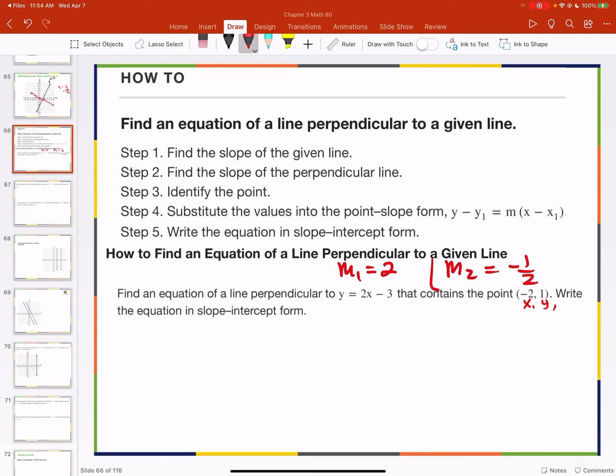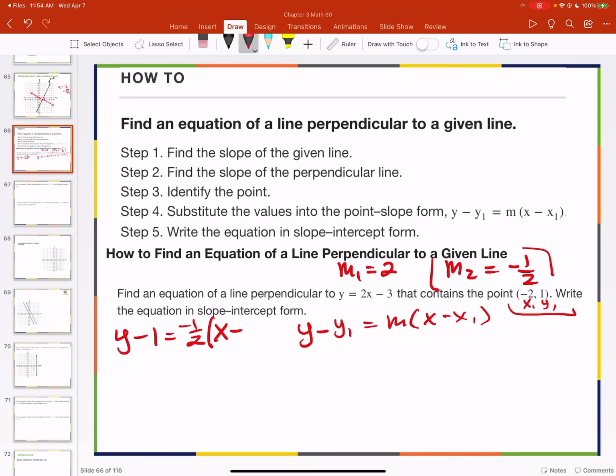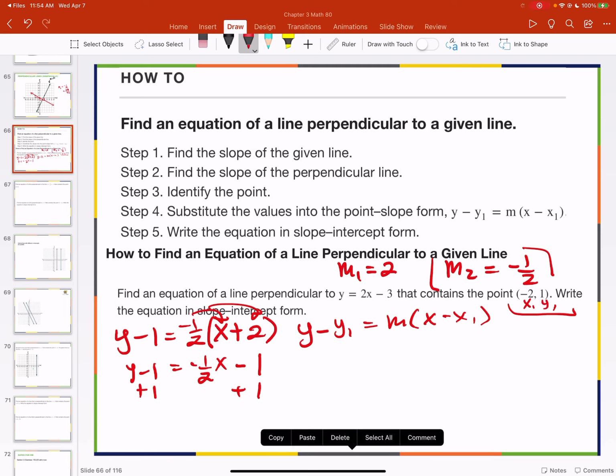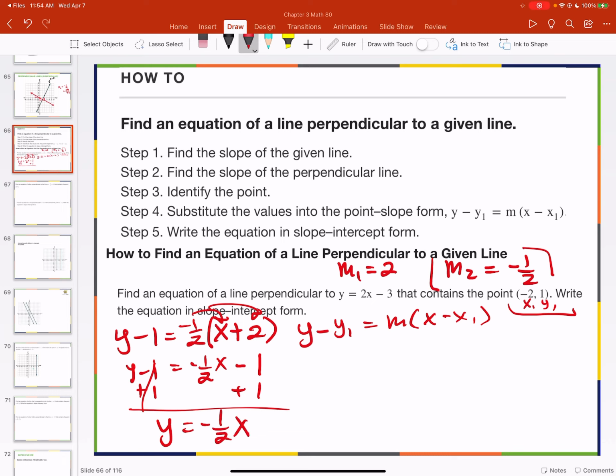So now I have my new slope and the point-slope formula. y minus y1 is equal to m times the quantity x minus x1. So y minus 1 is equal to -1/2 times x minus -2, which is x plus 2. Distributing, y minus 1 is equal to -1/2 x minus 1, since 1/2 of 2 is 1. So you add 1 to both sides, and you get y equals -1/2 x, because these cancel out.